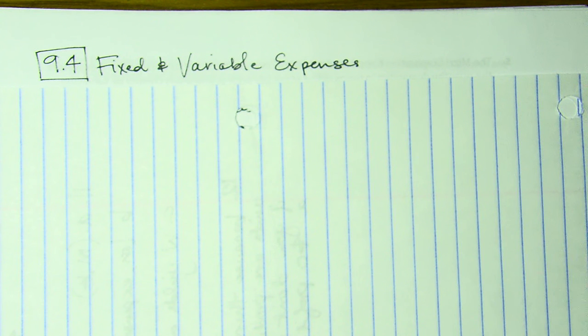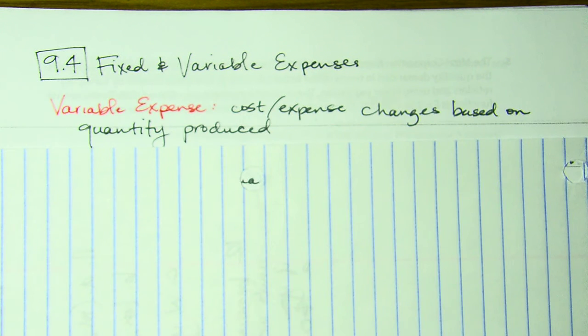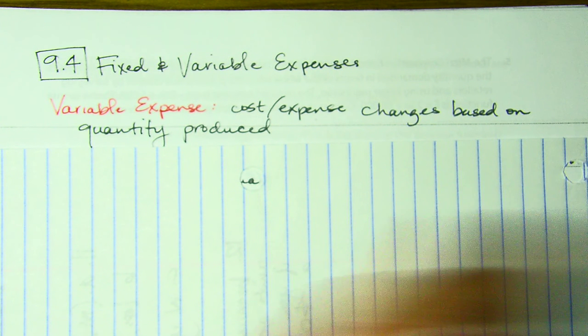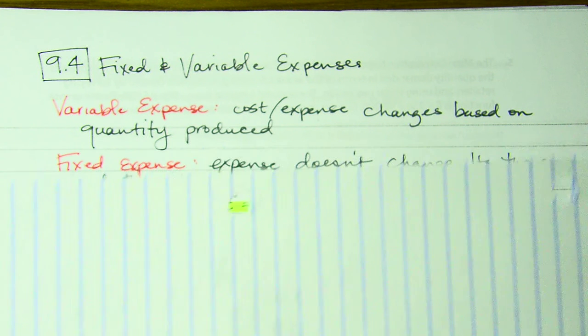Financial algebra. We are going to cover lesson 9.4, which is on fixed or variable expenses. And this is for companies, restaurants, any business really. So I'm going to go over the two different kinds. A variable expense means that it varies with the quantity in which you produce. So the more items you produce, the more expenses. The fewer items, the fewer variable expenses you have. So this variable changes based on the quantity you're producing.